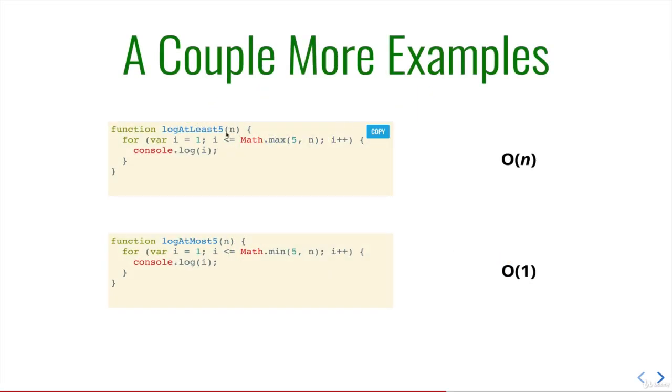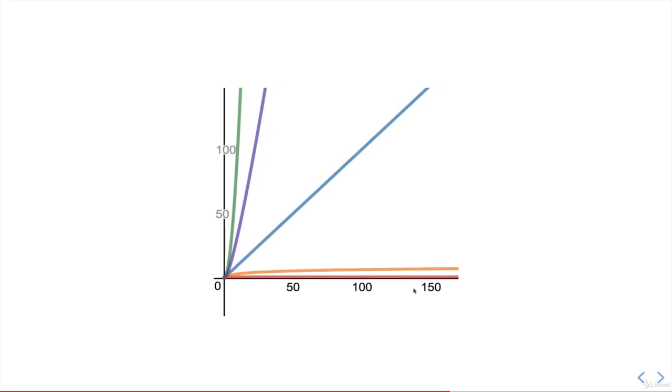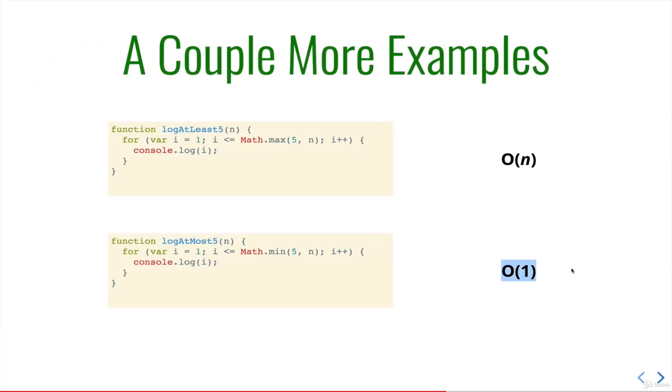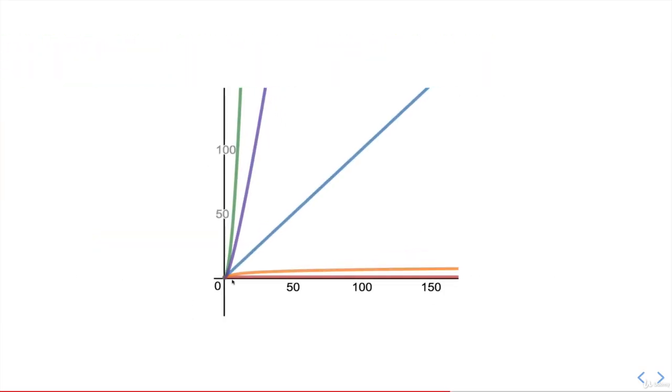So when we have something like log at least 5, as n grows in this direction, the runtime also grows. And when we have the second one, log at most 5, which we said had constant runtime, once we get past the first few values and approach infinity, it's always going to be 5, which we just say is constant.